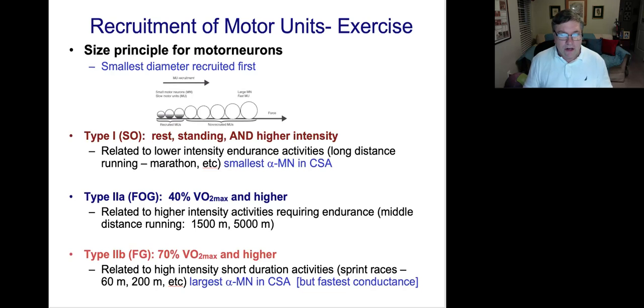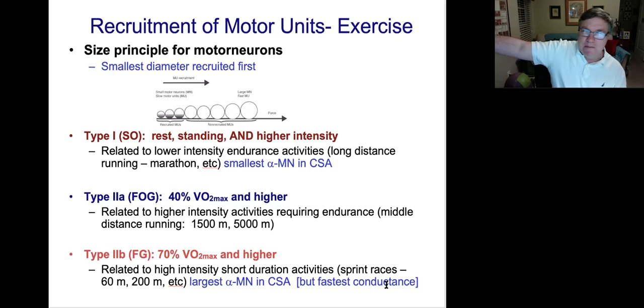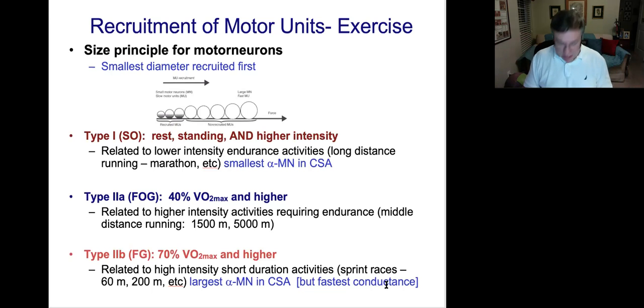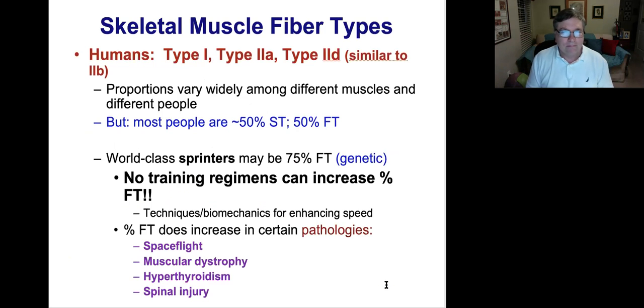They would have the largest alpha motor neurons in cross-sectional area, but the fastest conductance. So the larger the cable, the faster the conductance. We're talking about 100 meters per second. Once we make a decision, and most people's arms are not much over a meter, it doesn't take very long, 1/100th of a second or less, to get from the spinal cord and brain to those muscles in the arms and legs. Most people are about 50% fast twitch and 50% slow twitch.